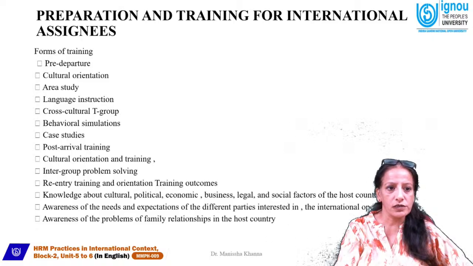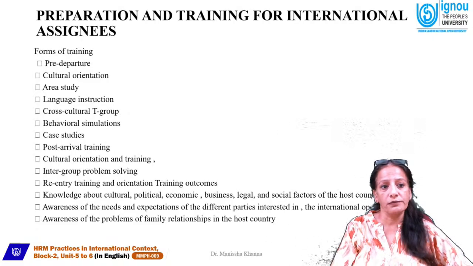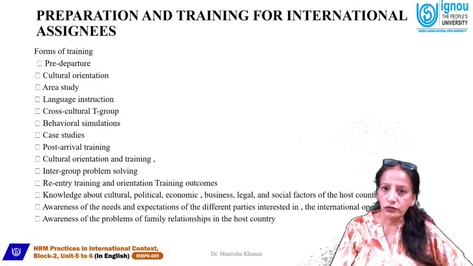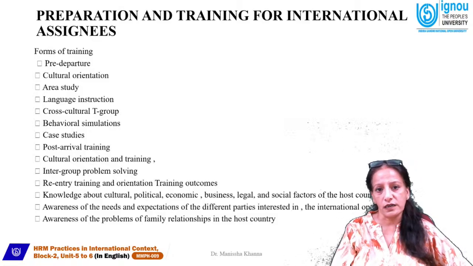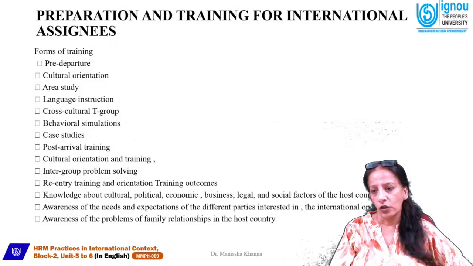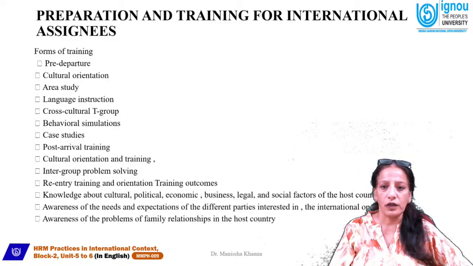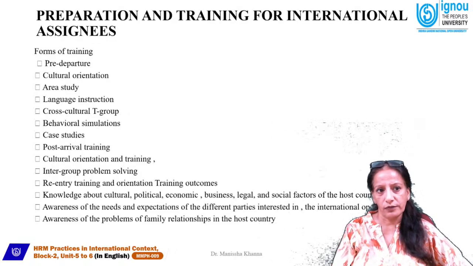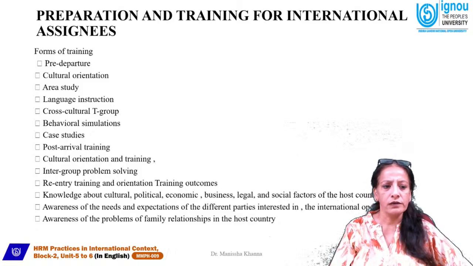So these are the forms of training: pre-departure, cultural orientation, area study, that is on the basis of the geography where they are going to live, what local area, and language instruction. Cross-cultural T-group trainings can be done. Behavioral simulations can be conducted on a regular basis. Case studies can be shared with them.